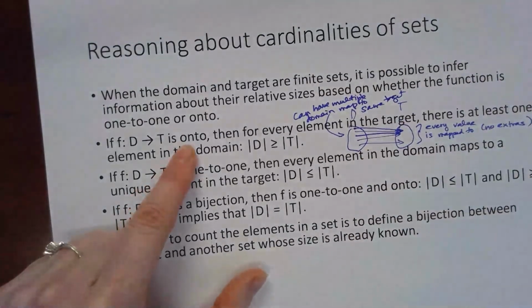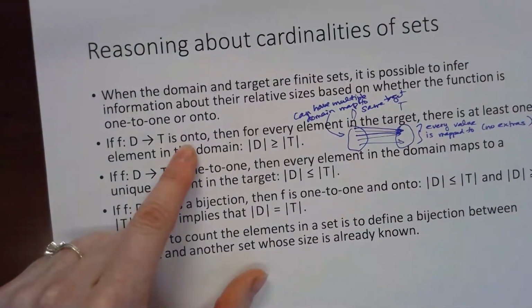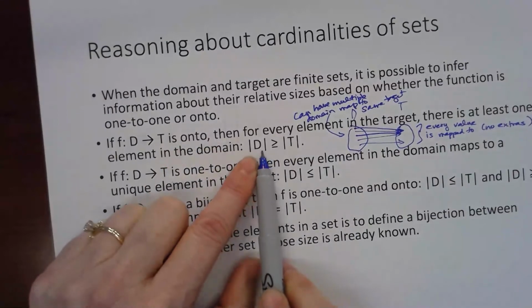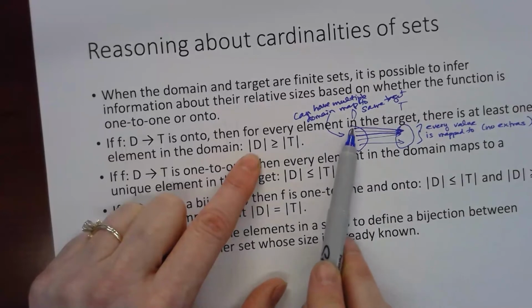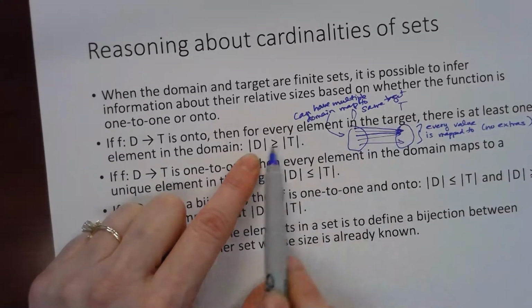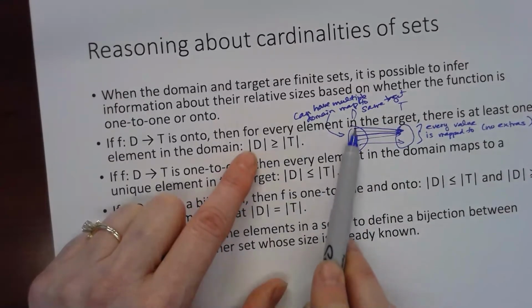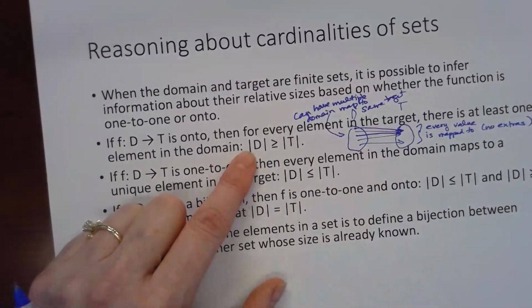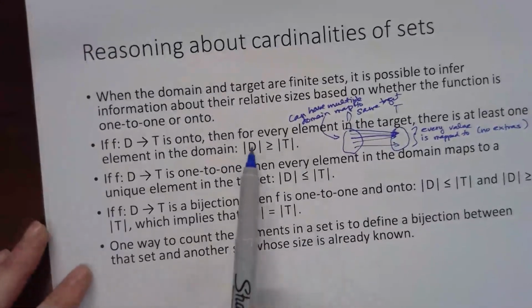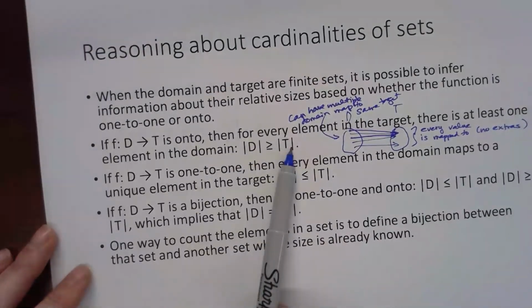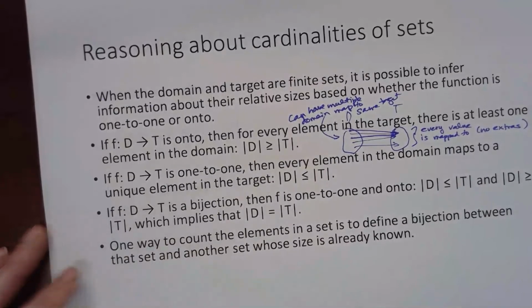So what that means is that the domain is greater than or equal to the target. Sure, if everything only mapped to one, they could be equal, but there could be multiple ones over here, so the domain could have more than the target. So if all I know is that the function is onto, the domain is greater than or equal to the target. Let's say that all I know is that it's one-to-one.